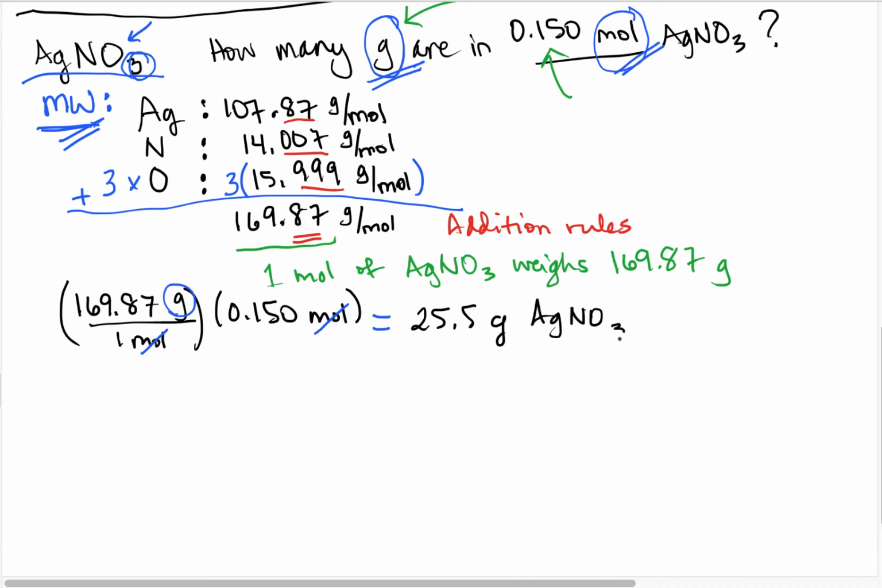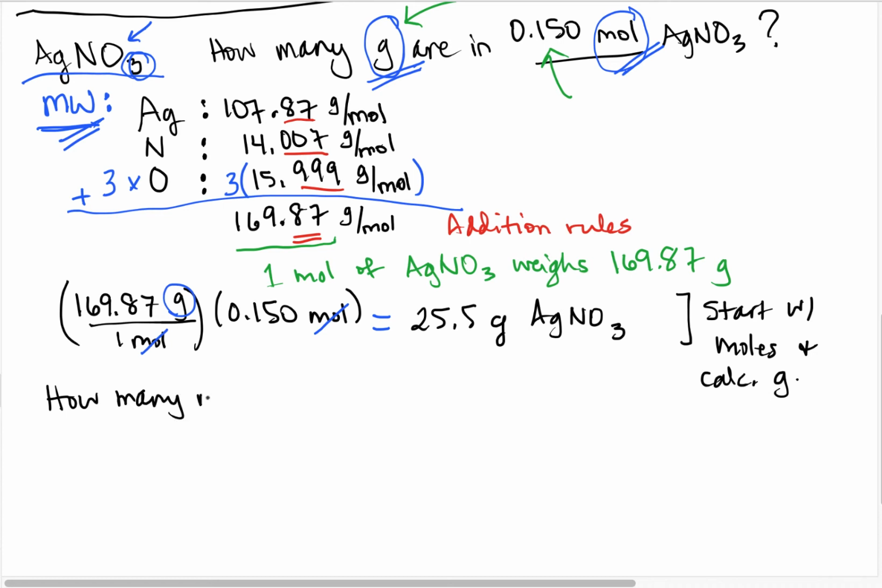So we can do this the other way too. In this step, we started with moles and calculated grams. But we can do the other direction too. We can ask a question like, how many moles of silver nitrate are in 41.69 grams of silver nitrate?